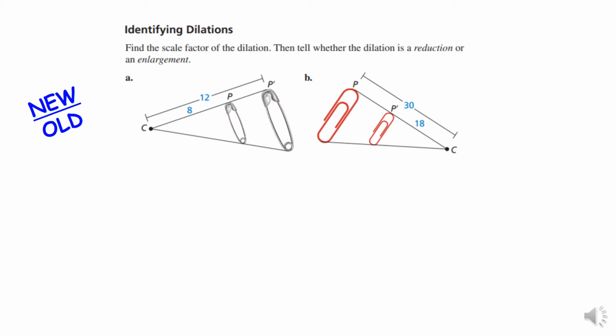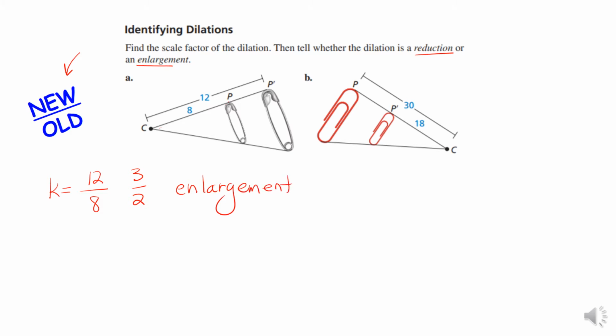Okay, so we have a couple of examples here. Now, in this case, they're giving you values here for your sides, so you have to be very careful and look at everything. So I put the hint here. We're going to find the scale factor, so we're going to find K, and then we're going to tell whether it's a reduction or an enlargement. So first thing I'm going to do is look at my new. My new measurement, CP prime, is 12. My original, CP, is 8. So I can reduce that to 3 over 2, and that is greater than 1, so that's an enlargement.